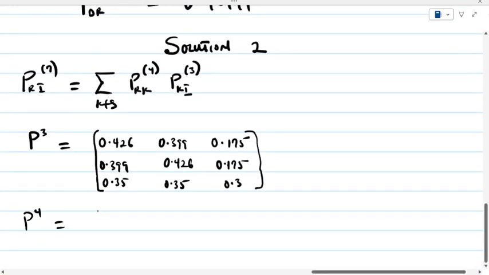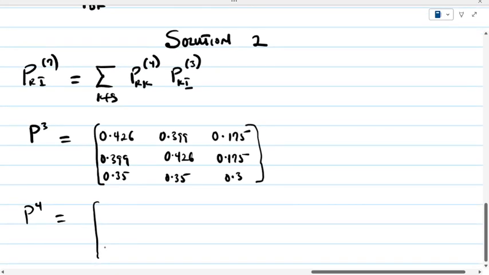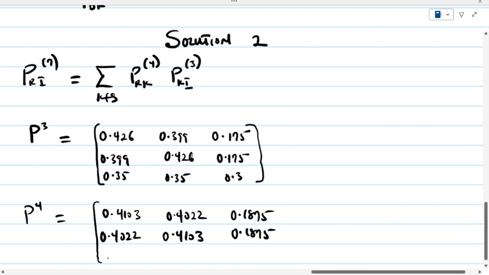So P raised to power 4 now. With P raised to power 4, we have 0.4103, 0.4022, 0.1875, 0.4022, 0.4103, 0.1875, 0.375, 0.375, and then 0.25.